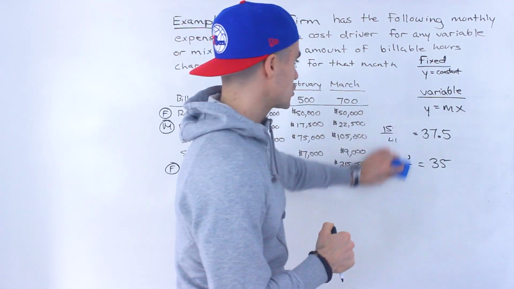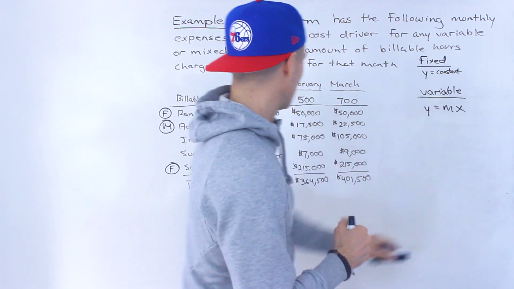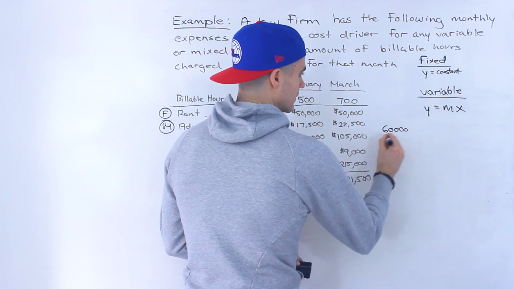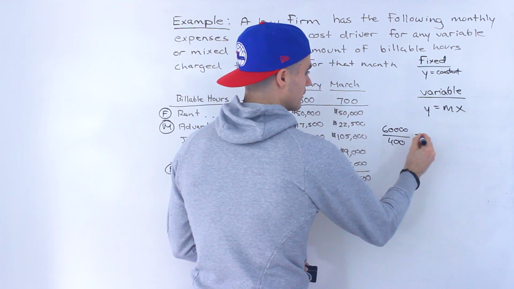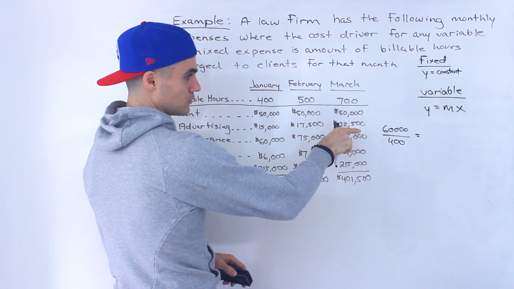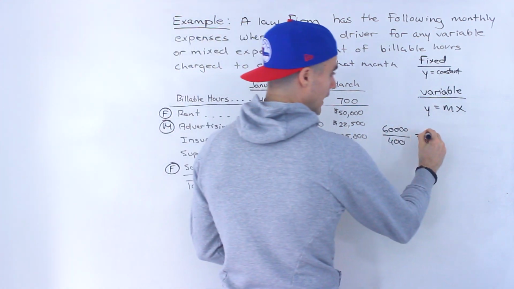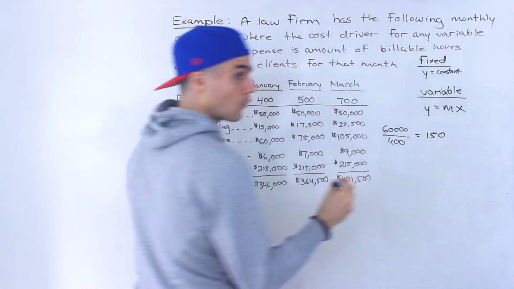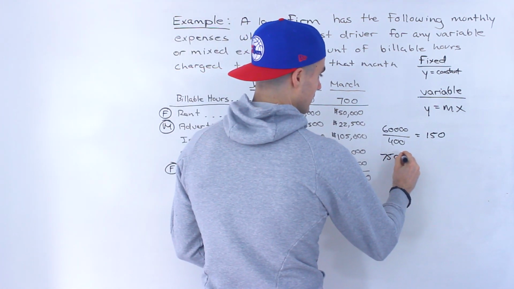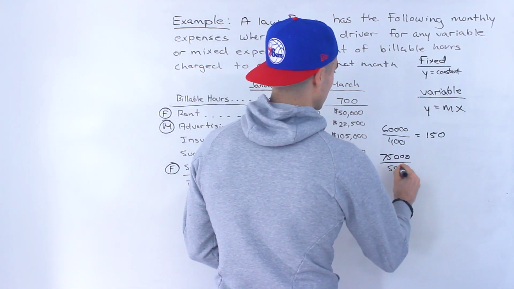If we do that to insurance, same thing. We would take the insurance, sorry, not 6,000, 60,000, divided by 400, and that's going to give us 150. Now let's take 75,000 divided by 500.